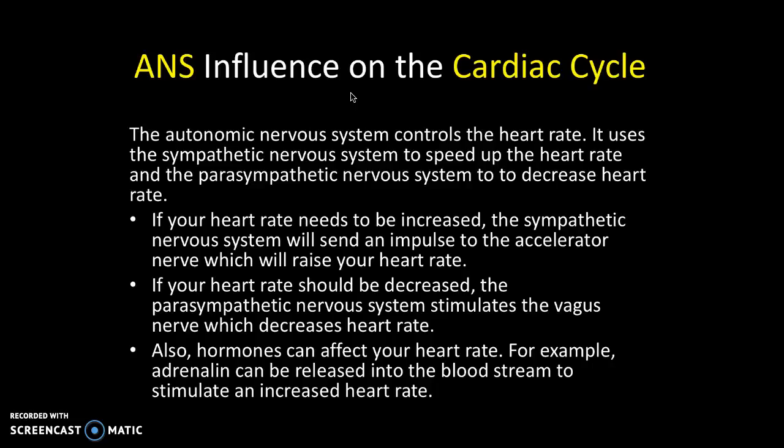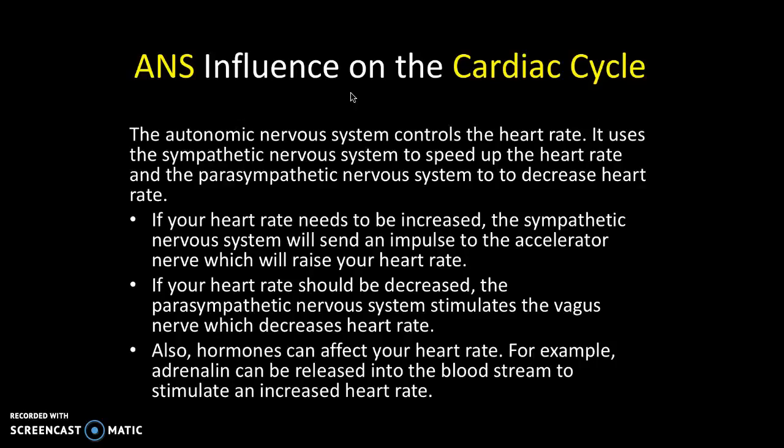So if your heart rate needs to be increased, the sympathetic nervous system will send an impulse to the accelerator nerve, which will send an impulse to raise the speed at which your heart beats. If your heart rate needs to be decreased, for example, you've stopped exercising and less oxygen is needed at working muscles, the parasympathetic nervous system is stimulated, and it stimulates the vagus nerve, which then causes the heart rate to be decreased.